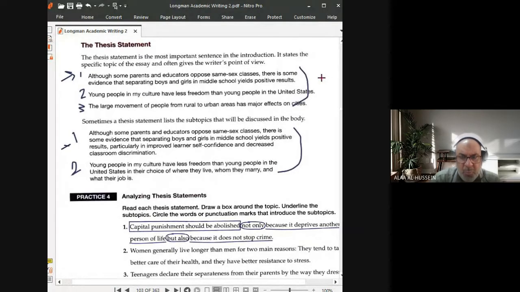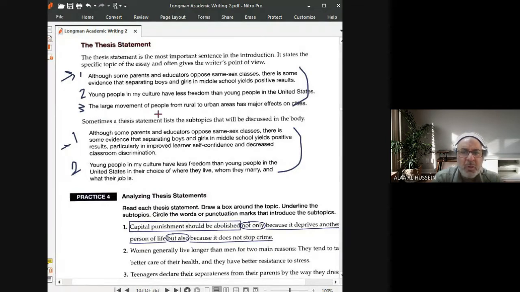Yes, I know. This is the topic. We are talking about same-sex classes, Adwa and Fatima Ja'far. We are talking about same-sex classes, or separating boys and girls in middle school. Yes, this is the topic. But the writer here, so what is the difference between, for example, sentence number 1 and sentence number 3?